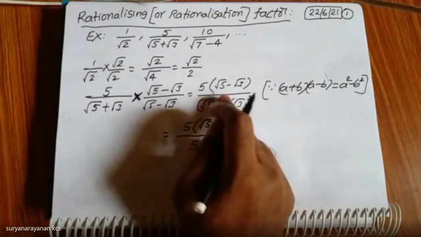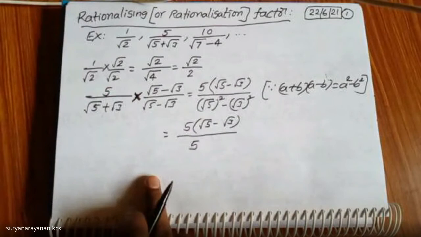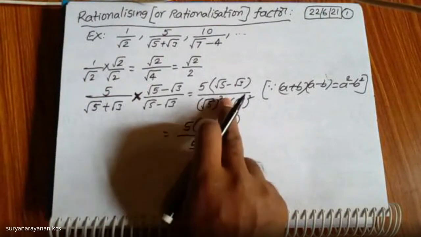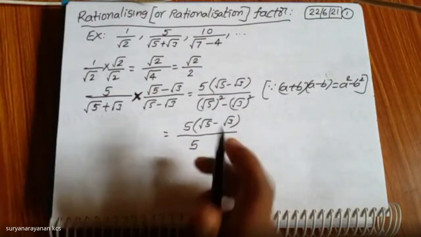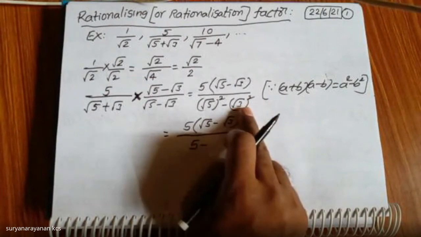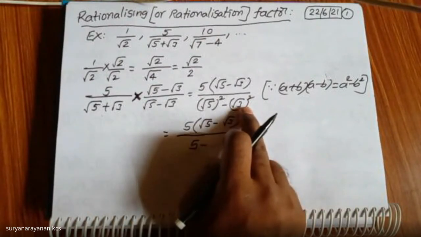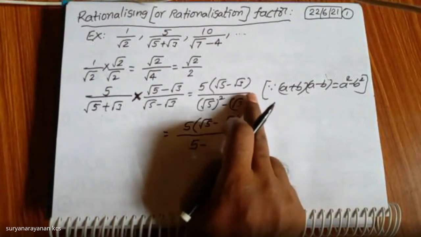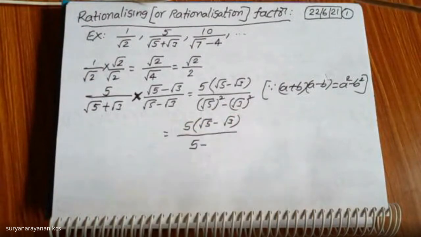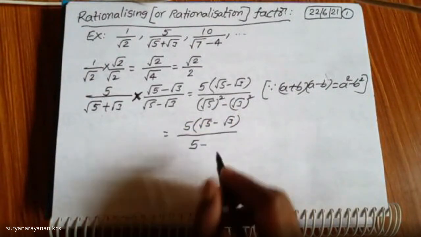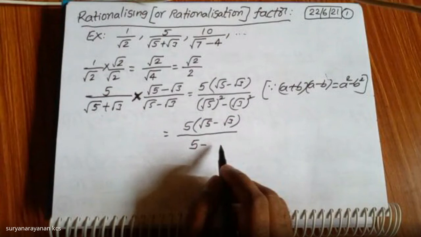Here the square root and the square get cancelled. We get only 5. And minus, come to the second term. Here root 3 whole square. The second term is root 3 whole square. Then what is the value of root 3 whole square? Sir, 3. Very good.